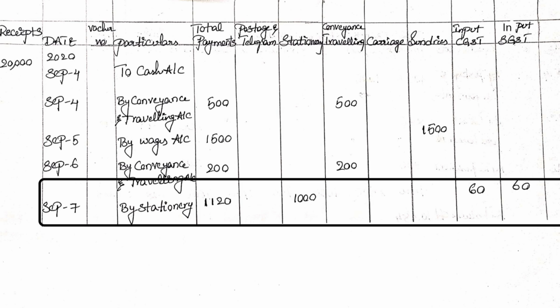We have to update the stationery account in the particulars column and the amount including GST in the total payments column, and in the stationery column we'll update 1000 excluding GST, and in the input CGST column we'll update the GST amount, that is 60, and in the input SGST column we'll update another 60, because the problem states 6% on each. So 60 for CGST and 60 for SGST.